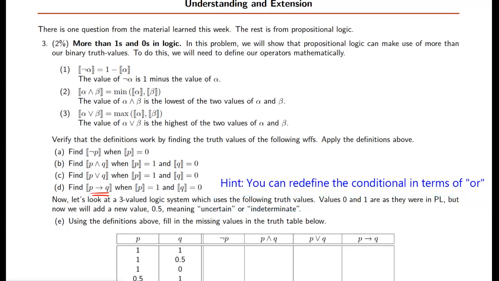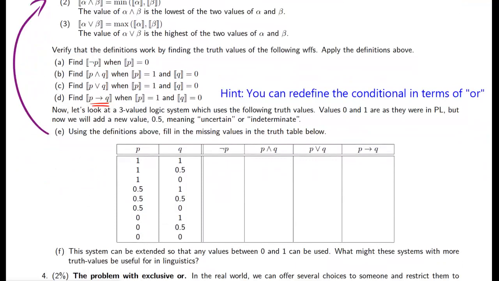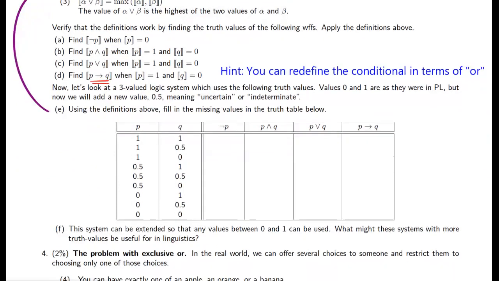So you can check the conditional slide, and you might have to check the logic law slide. You can do either of those, but that's a helpful hint there. And then for E, you can just use these tables to fill out the rest of the chart. F is more of a thinking question.